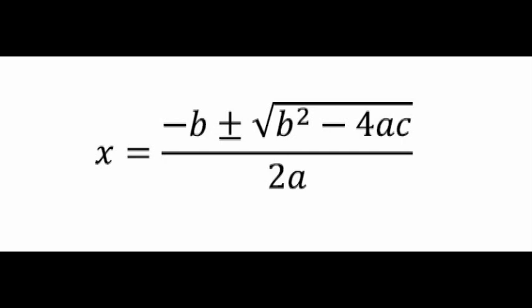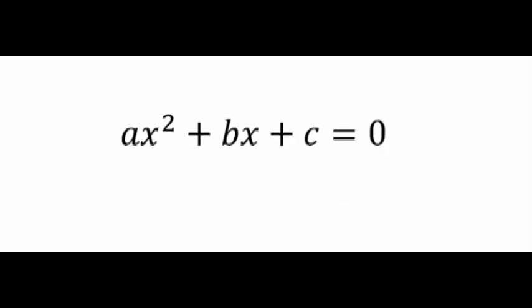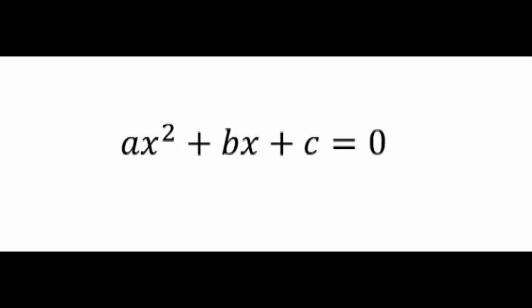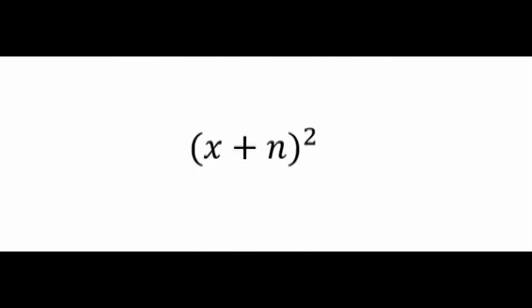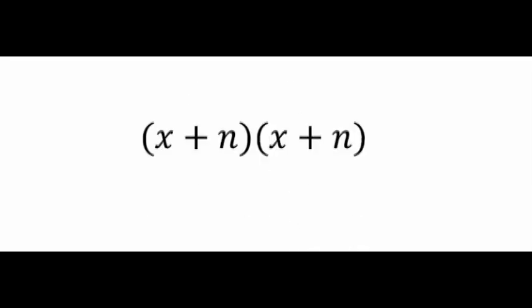Well, how do we derive it from the original equation? Here's the original equation once again. The way we do that is by making use of something called completing the square. In order to explain that, let's look at just a simple two-term polynomial or binomial and square it.